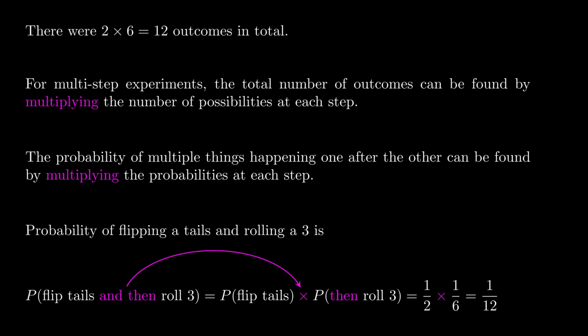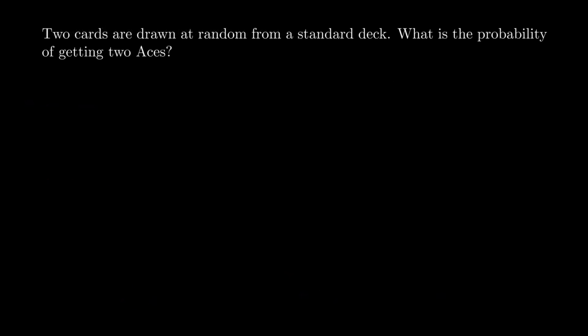Notice I keep using the words "and then," that I put a little time element to it. Now it's important because for the coin flip and die roll, there's no link between them. My result of flipping a heads or a tails doesn't affect what happens with the die. But in other multi-step experiments, maybe the outcome of the first thing will have some effect on the second thing. So let's take a look at this.